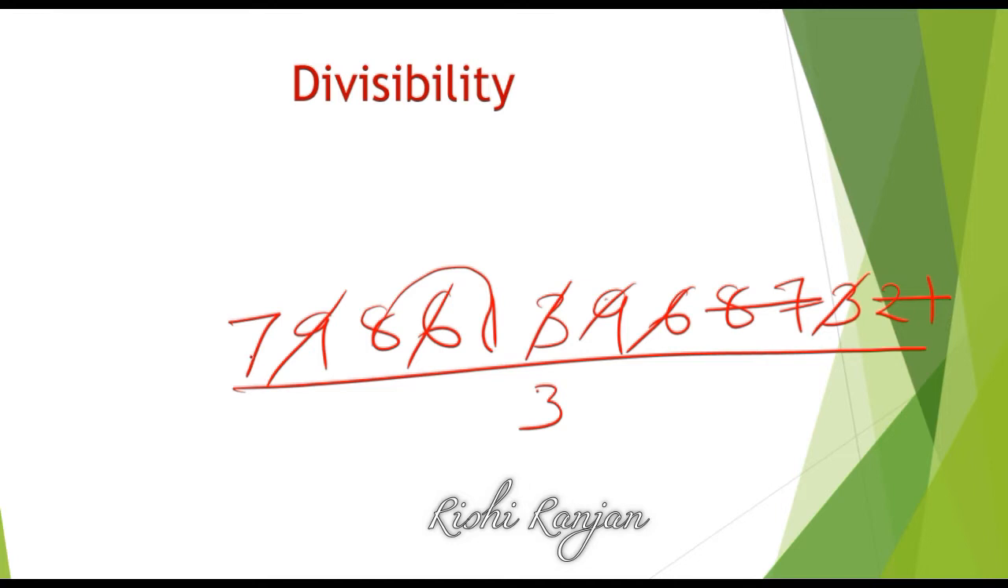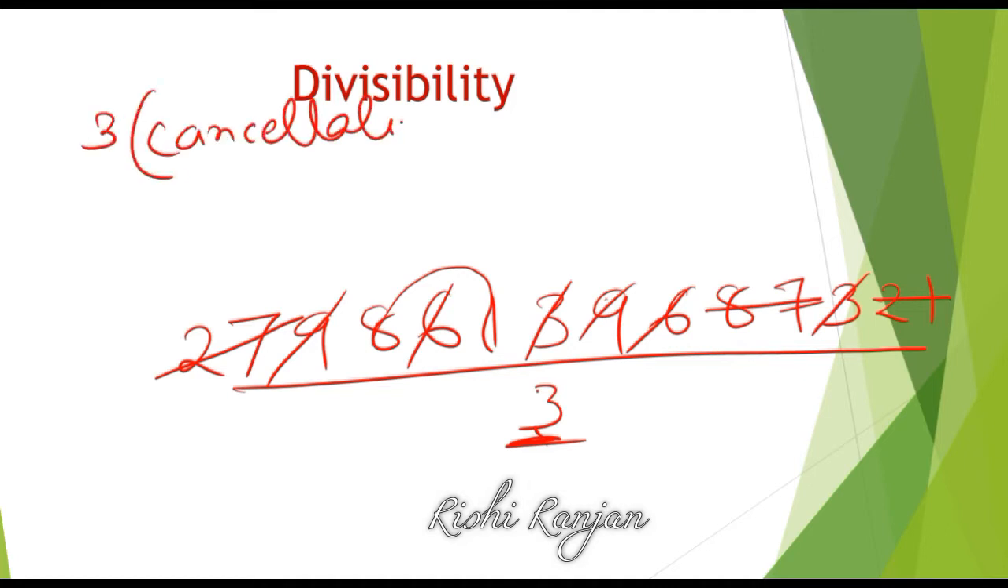When one digit left out here, which is not divisible by 3, this whole number is not divisible by 3. But if I had 2 also here, now 2 plus 7, this is also cancelled. In that case, this whole number is divisible by 3. So if all the digits cancel, the number will be divisible by 3. So for 3, I'm going to write cancellation. How about 9? Is this number divisible by 9? Let's see.